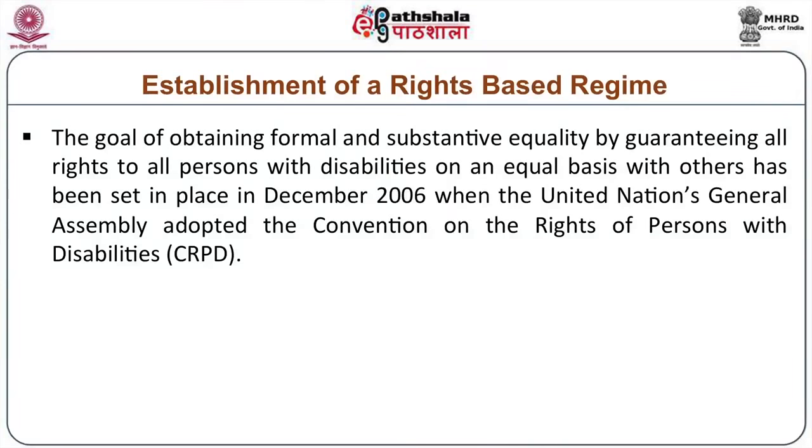So eventually, through the adoption of the disability perspective, this weaker version was augmented so that we've established a more promising rights-based regime in terms of disability. The goal of obtaining formal and substantive equality by guaranteeing all rights to persons with disabilities on an equal basis was finally put in place in 2006 when the United Nations General Assembly adopted the Convention on the Rights of Persons with Disabilities. So remember this, the Convention on the Rights of Persons with Disabilities. We'll refer to this as the CRPD, adopted in 2006, the CRPD.